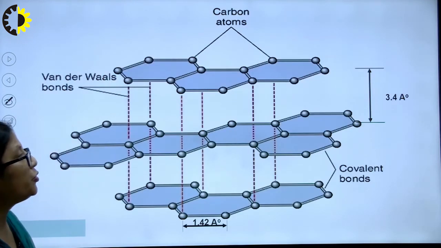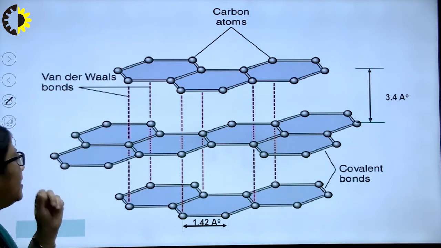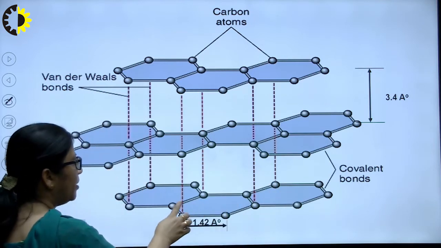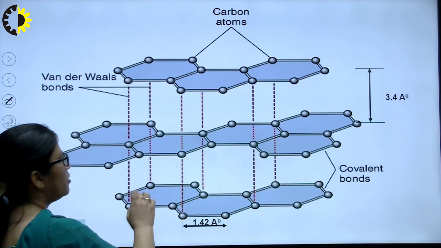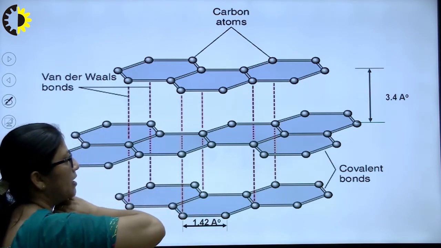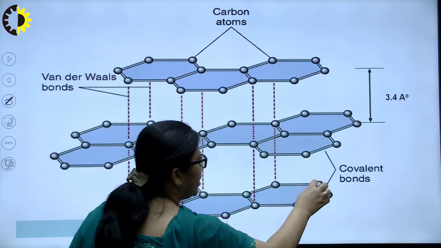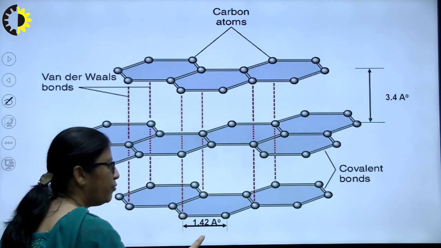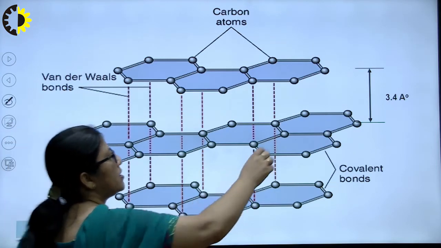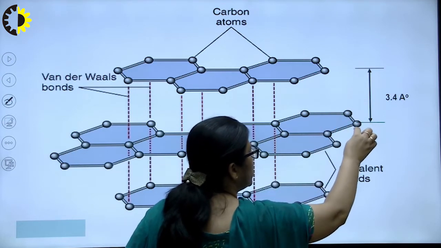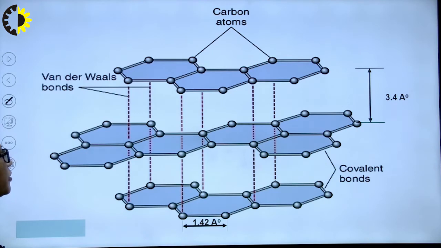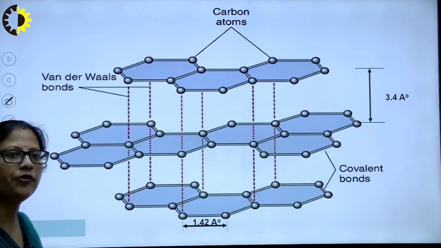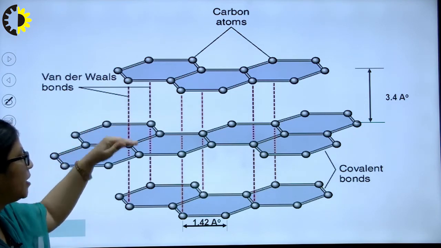Now here I am showing the structure of graphite. Here you can see the hexagonal rings which are formed in each layer and the carbon atoms which are sp2 hybridized. So these are the different layers of graphite, and these are the covalent bonds between each carbon. The distance between two carbon atoms is of the order of 1.42 angstrom, and the distance between two different layers of graphite sheets is of the order of 3.4 angstrom, and there are weak van der Waals forces between the sheets.